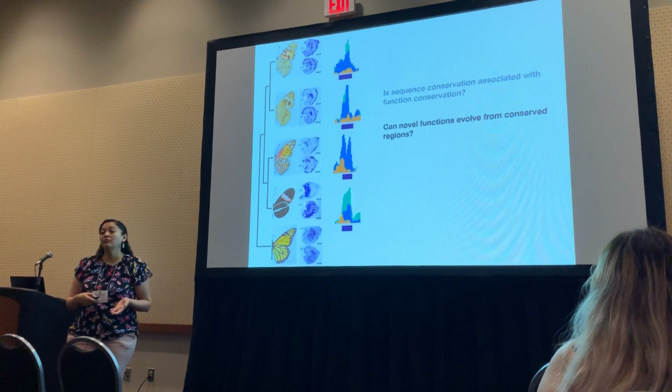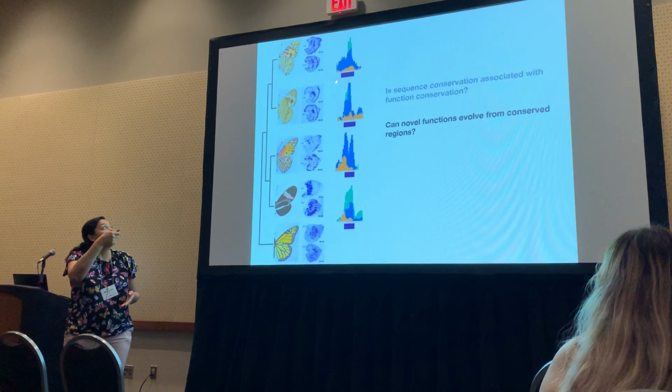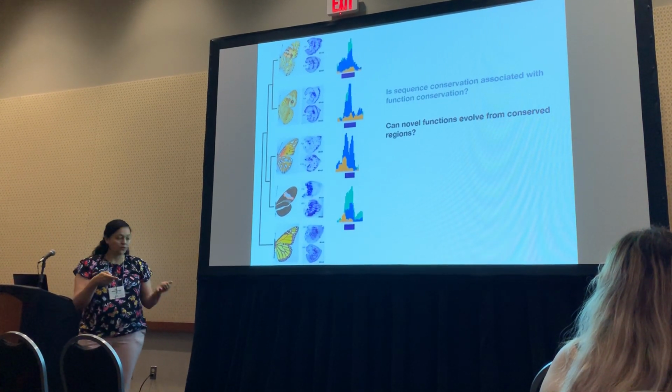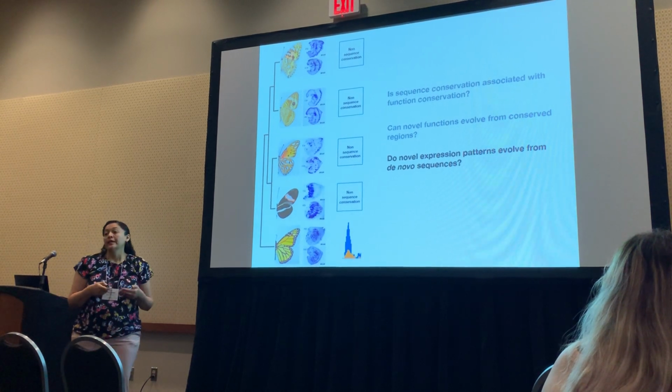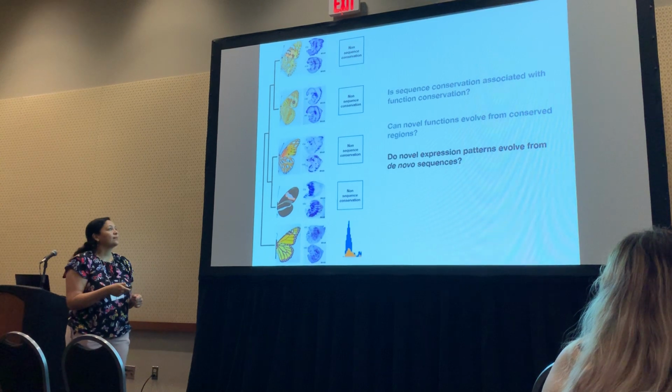Can novel functions evolve from conserved regions? For example, this region seems to be very well conserved in all the species, but the function seems to be divergent. So what's going on there? Or can we see novel expression patterns evolving from novel sequences?